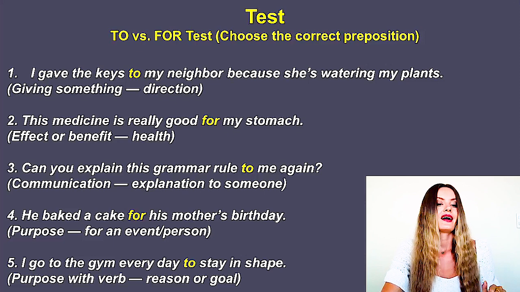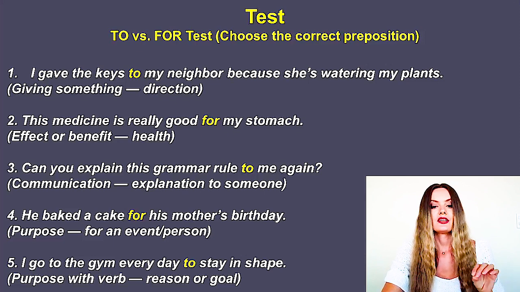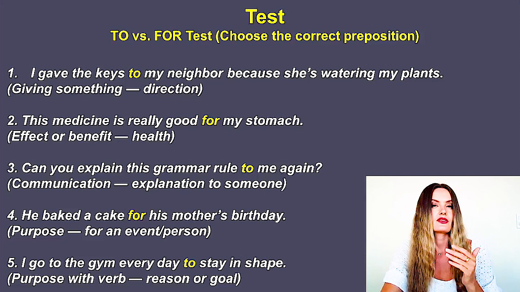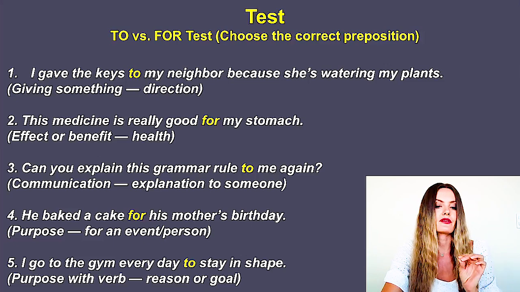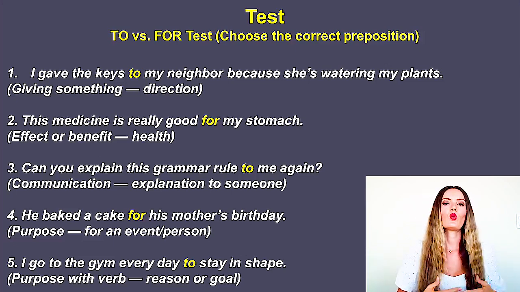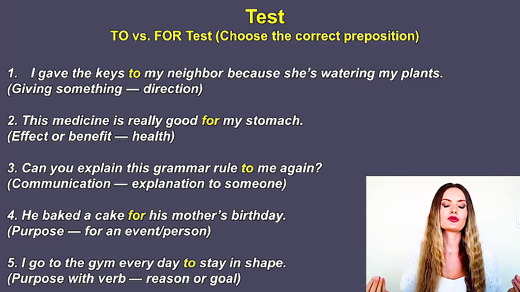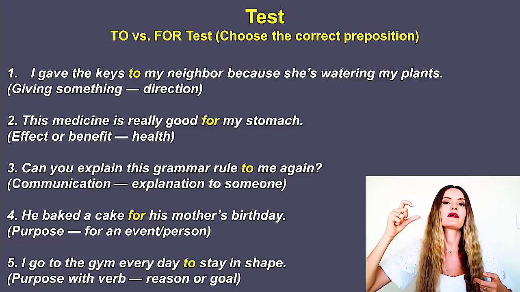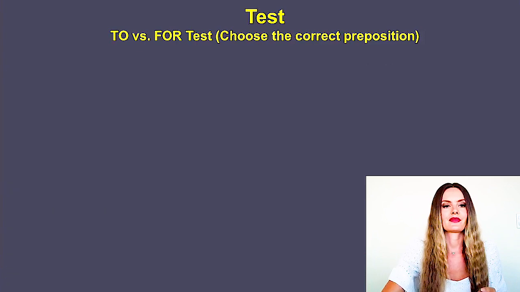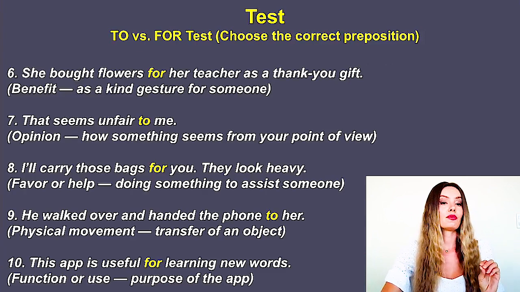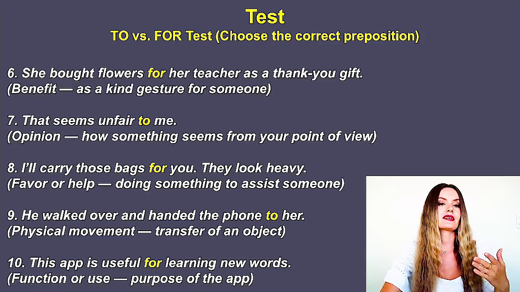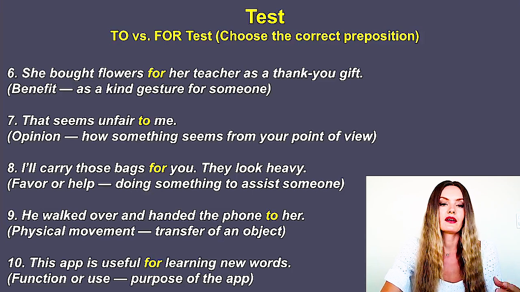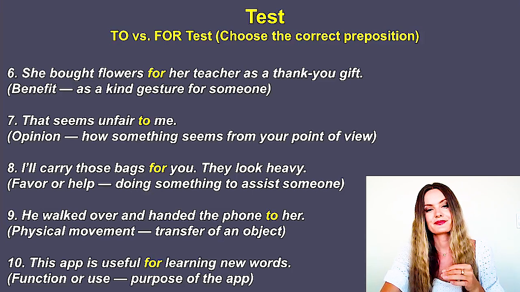Number 5, I go to the gym every day to stay in shape. So here we have the purpose with verb, reason or goal. What is the purpose? Why do I go to the gym every day? To stay in shape. To plus base verb. Number 6, she bought flowers for her teacher as a thank you gift. So here we have a benefit as a kind gesture for someone, for her teacher.